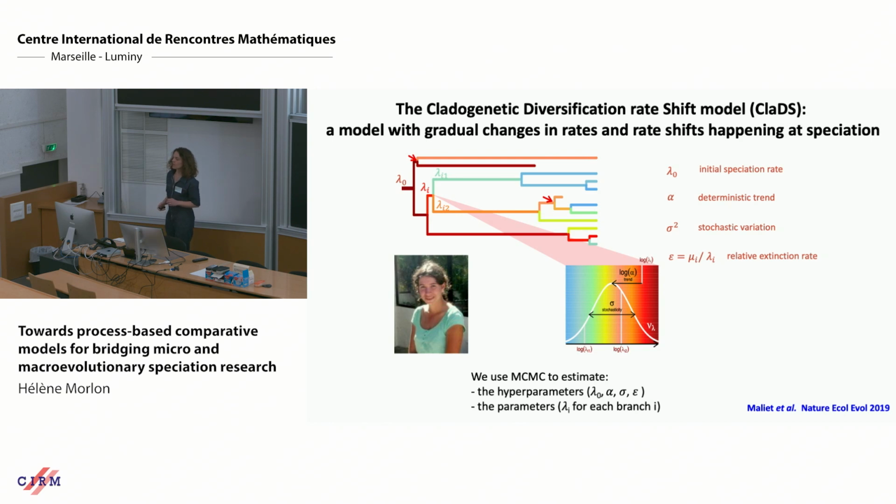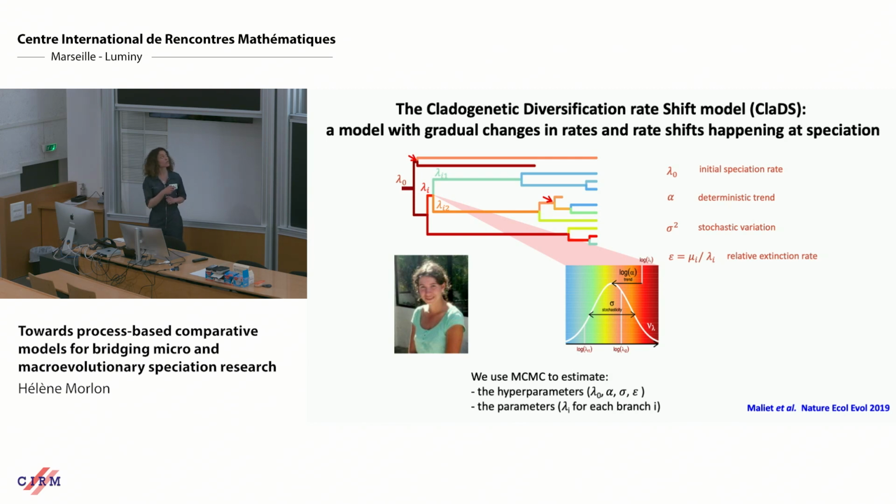In my group, we developed models that allow for finer scale variation in speciation and extinction rates. So the model we developed here is called the cladogenetic diversification rate shift model, and here is how it behaves. What happens in this model is that we assume that at each speciation event there is a variation in the speciation rate. So here we're not trying to find particular places in the phylogeny where there is an exceptional change in speciation and extinction rates.